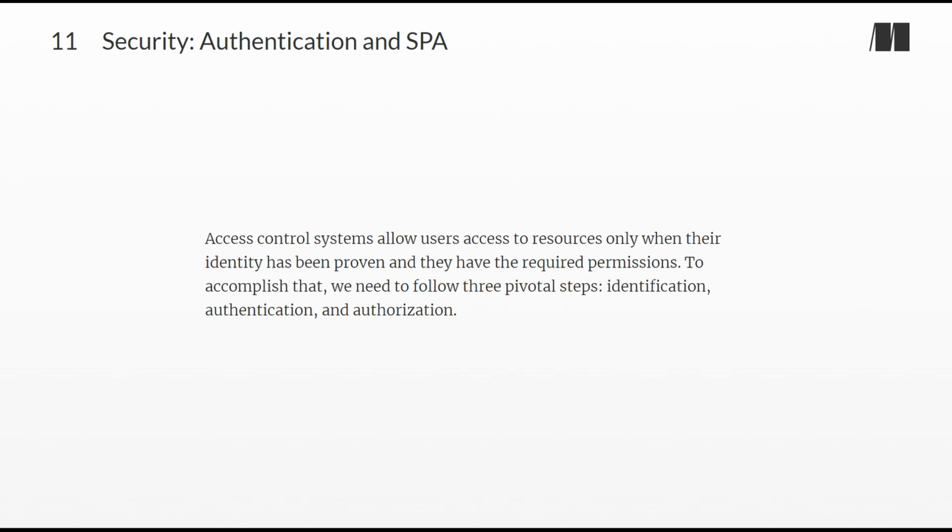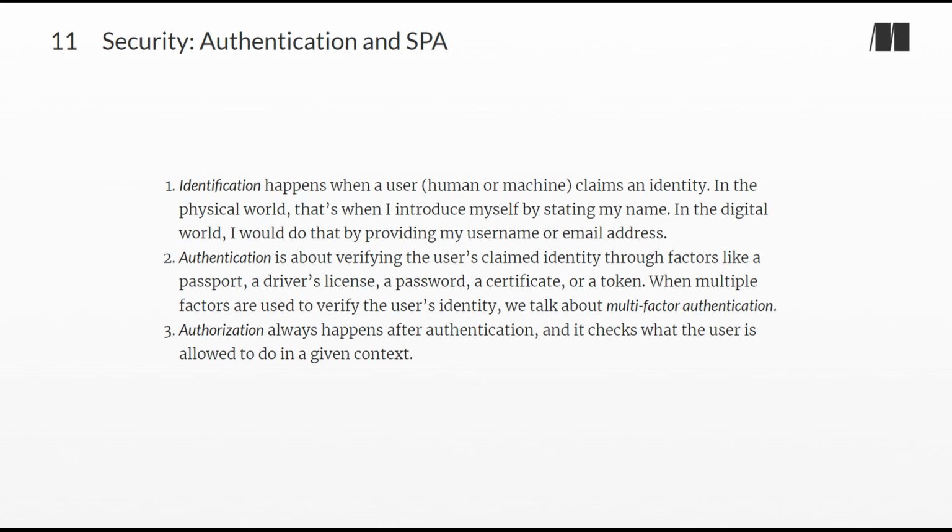Access control systems allow users access to resources only when their identity has been proven and they have the required permissions. To accomplish that, we need to follow three pivotal steps: identification, authentication, and authorization. 1. Identification happens when a user, human or machine, claims an identity. In the physical world, that's when I introduce myself by stating my name. In the digital world, I would do that by providing my username or email address.